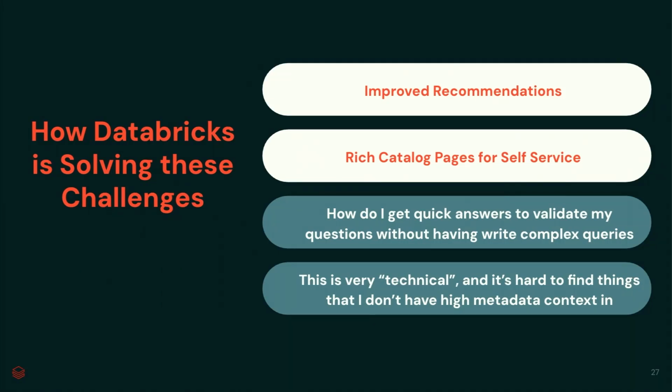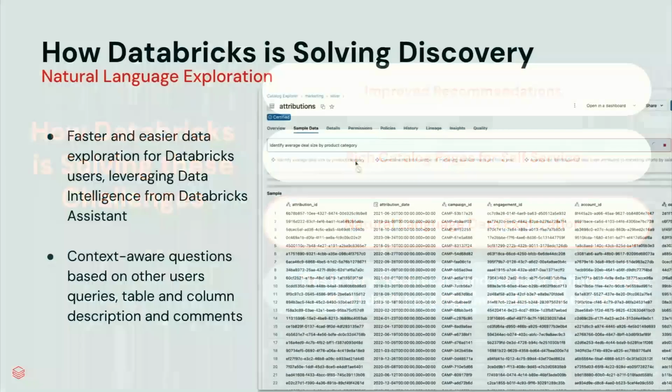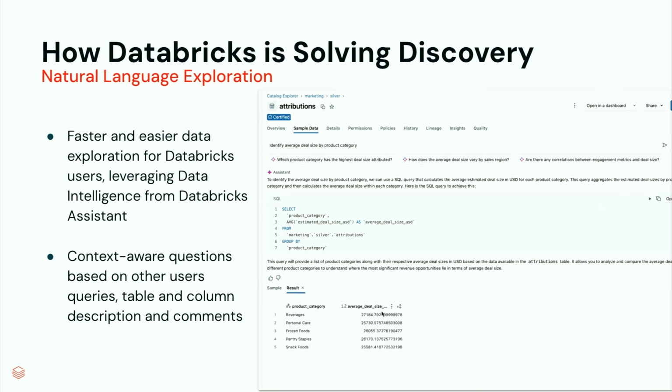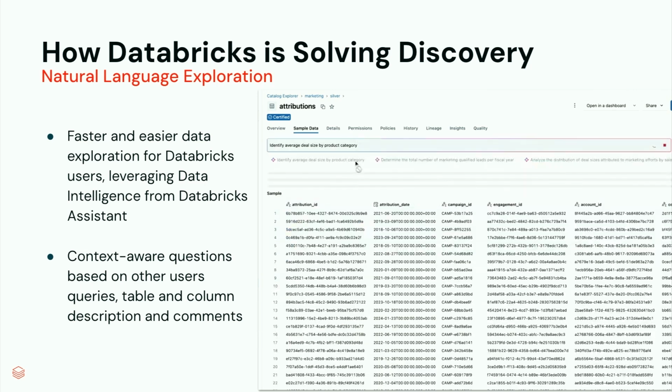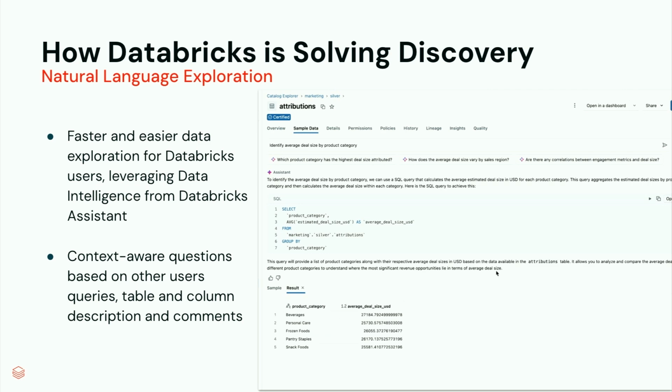We also recognize that many users, particularly analysts, want to quickly get an answer without having to write complex queries. So we've integrated quite a lot of natural language capabilities from the Databricks Assistant right into the catalog product. This is exactly why we introduced natural language data exploration on the sample data page. Once you've identified the right asset, thanks to an improved object detail page with rich metadata details, you can immediately start exploring it using simple natural language queries.